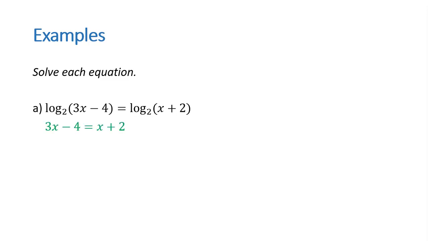So we're left with 3x minus 4 is equal to x plus 2. We need to combine like terms, so all the x's on one side, all the constants on the other side. So I'm going to move my x over with subtraction, and then I need to move my negative 4 over with addition. So I have 2x is equal to 6, which simplifies to x is equal to 3. I need to check my answer though. I have to make sure that if I plug this answer back into the original equation, that I don't end up with any negative numbers inside of a logarithm.